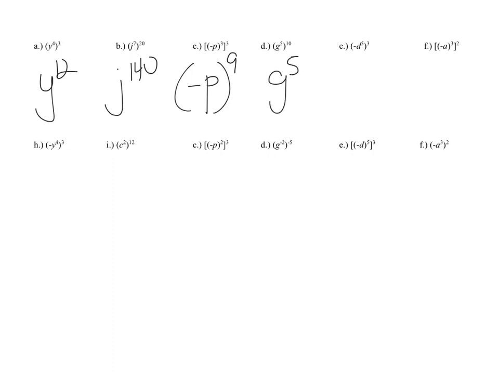So A, all we have to do, power to the power, just multiply our exponents. That gives us y to the 12th. This one, 7 times 20 is 140. We do j to the 140th. Now the next one, notice that that negative p is in parentheses being taken to the third power again. Our exponent is going to be 9, but negative p does have to go in parentheses. So it becomes negative p in parentheses to the 9th power. Okay? This next one, g to the 50th.